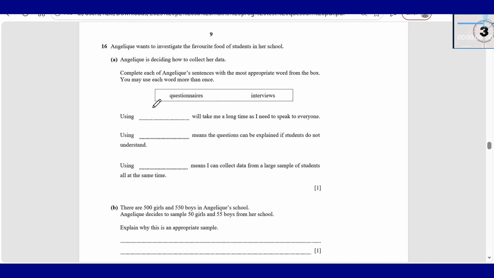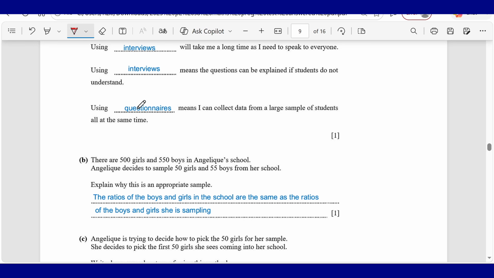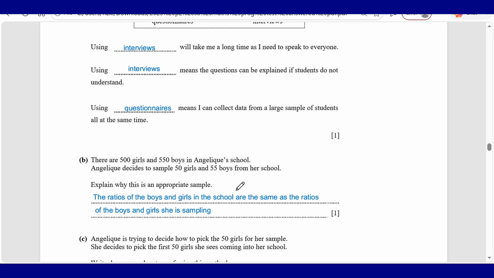Next. Okay, so 16b: there are 500 girls and 550 boys in Angelique's school. Angelique decides to sample 50 girls and 55 boys from her school. Explain why this is an appropriate sample. Okay, let's check it out, guys. Here, the ratio of boys and girls in the school is the same as the ratio of boys and girls she is sampling. So 500 and 550, 50 is 10% of that, and 55 is 10% of 550. Okay, so it's the same ratio, right?